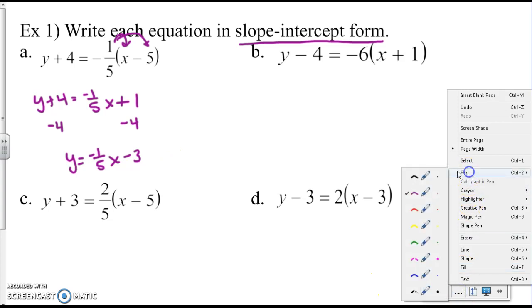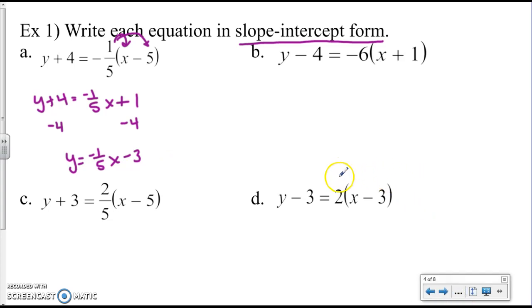Biggest mistake that I see on these is that students make mistakes with their signs, so be really careful. Like a negative times a negative gives us that positive, and then make sure what you're canceling. So if it's a plus 4, make sure you do the opposite, subtract 4. Okay, let's go ahead and do B, and then I'll let you try the next two on your own.